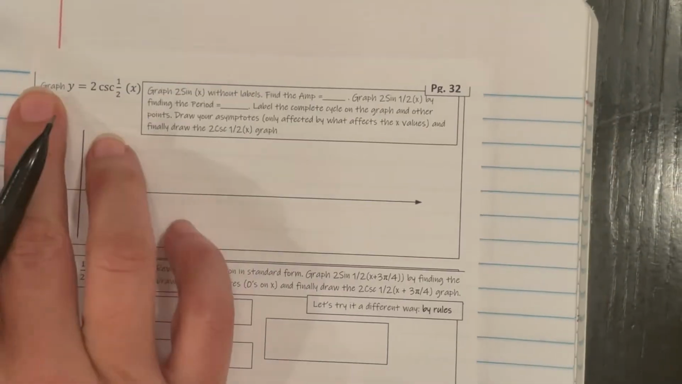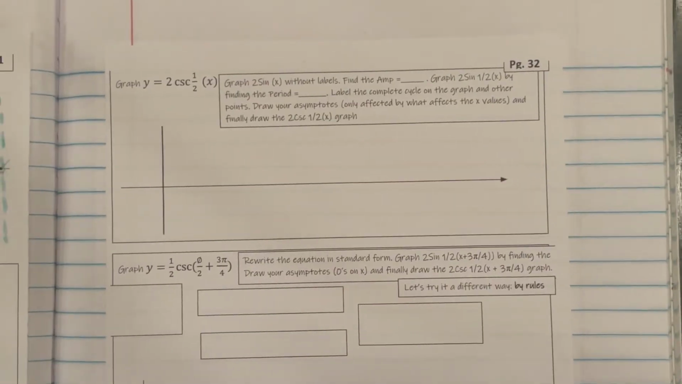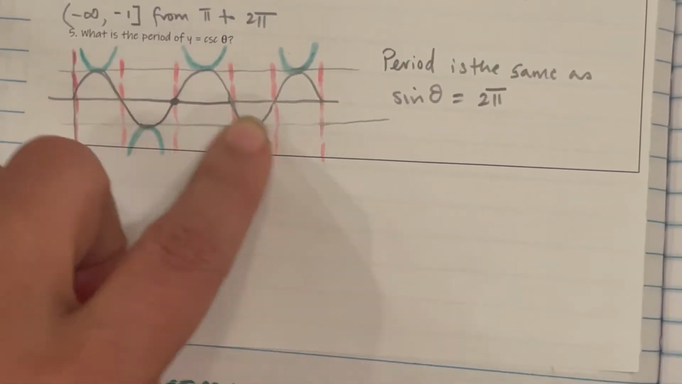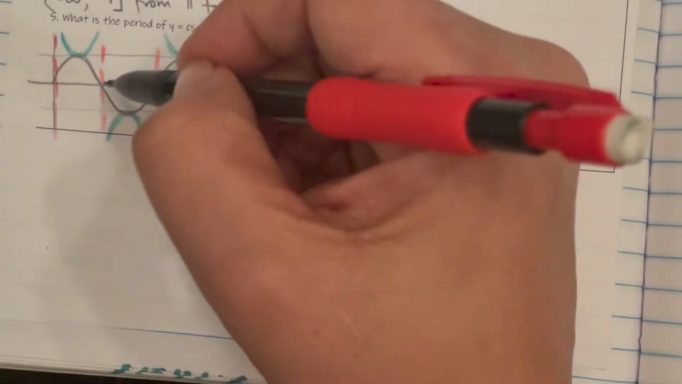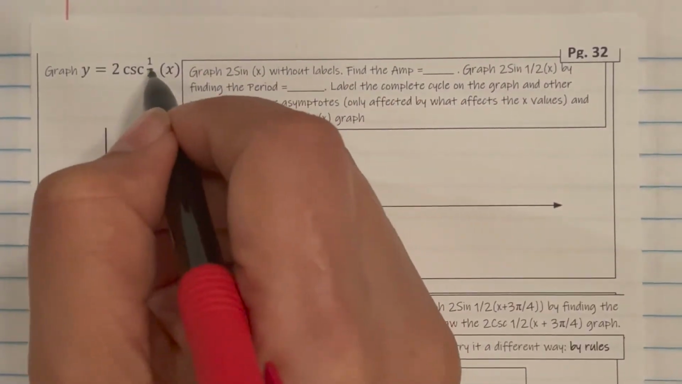Okay, so let's take a look at some examples on transformations that you might have to do. And this will give you a hint. So you're going to graph 2 sine x without the labels. You need to find the amplitude. Because we know how to find sine, once you do the shifts for the sine graphs, you can then graph the cosecant. So that's what we're going to do. We're going to act like this question is sine and then graph cosecant.